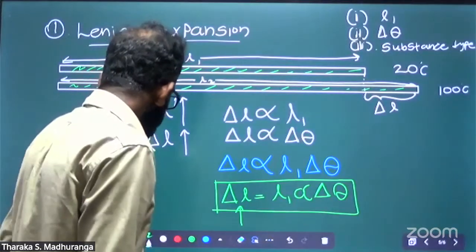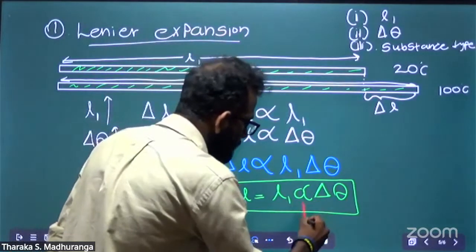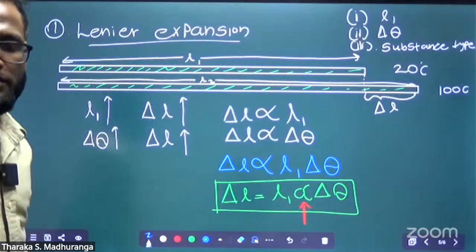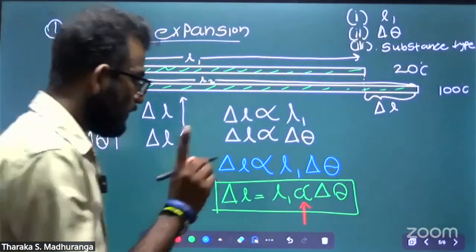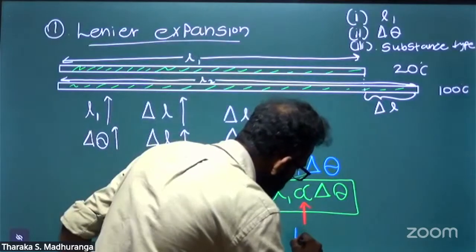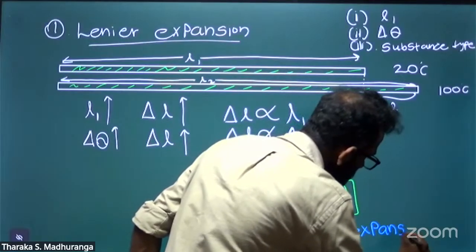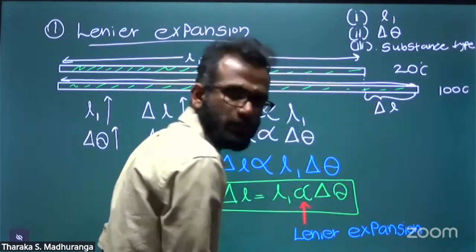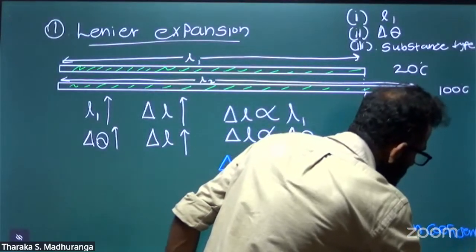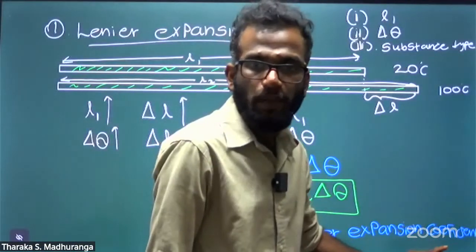Now what is the meaning of this alpha? Anyone? Remember, the alpha is the linear expansion coefficient. This is the most important one. Alpha is the linear expansion coefficient.